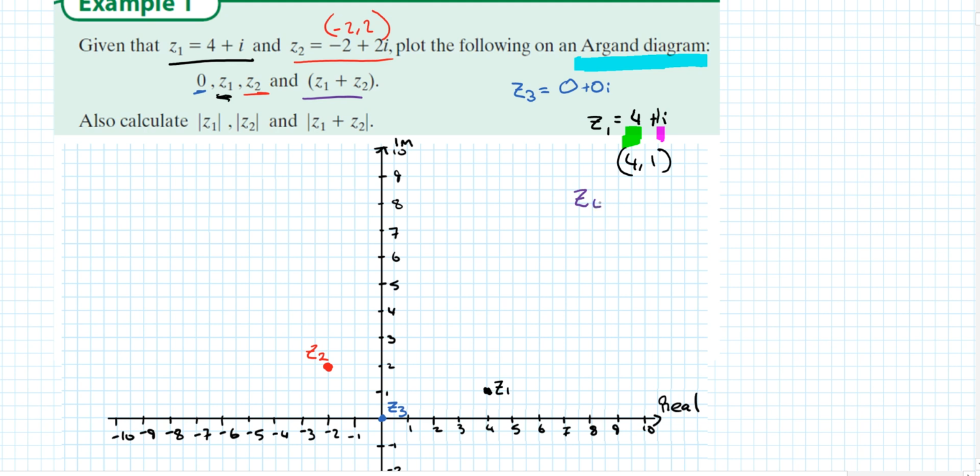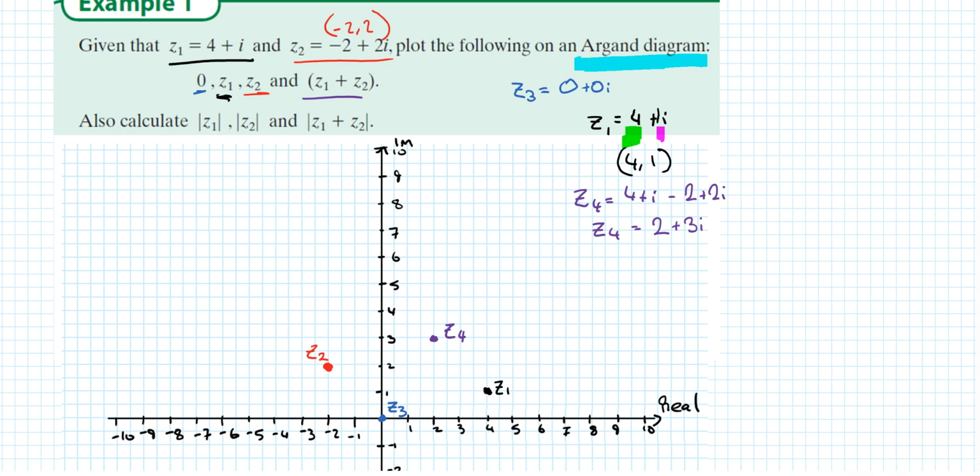So Z4 is equal to Z1 plus Z2. What's Z1? It's 4 plus i, and Z2 is minus 2 plus 2i. We group them. Z4 is going to be 2 plus 3i, and the point that you would plot would be (2, 3). So this would be our Z4.